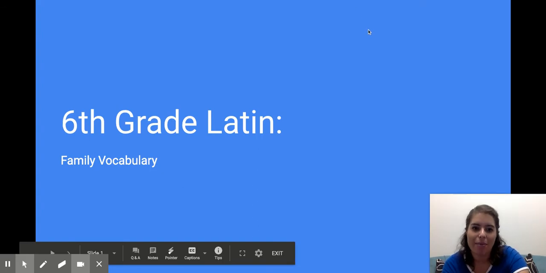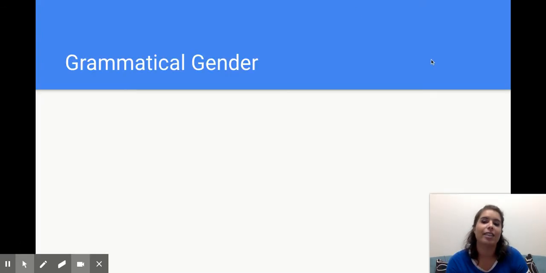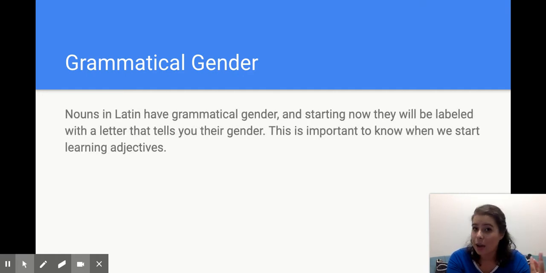So, family vocabulary. Starting off, I did want to give you a quick note. In Latin, we have something called grammatical gender, and this is something that English does not do, but quite a few other languages actually do. Spanish does this, French, German, Italian, lots of languages do this. English just doesn't, so as English speakers we have to learn and change the way we think about things. So nouns in Latin have grammatical gender.